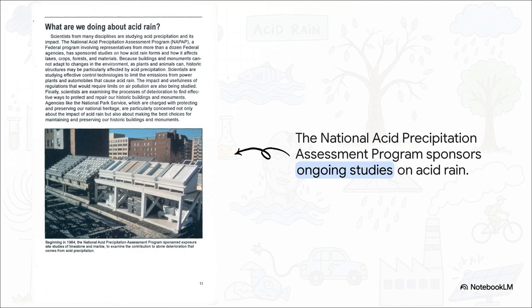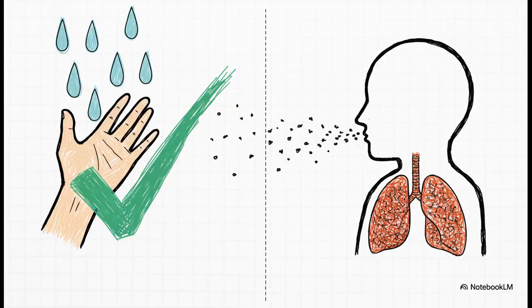Programs like NAPAP are still running studies to better understand exactly how acid rain affects our lakes, our forests, and our buildings. This research helps us pinpoint the most effective ways to protect both our natural world and our priceless historic structures. So what about our health?